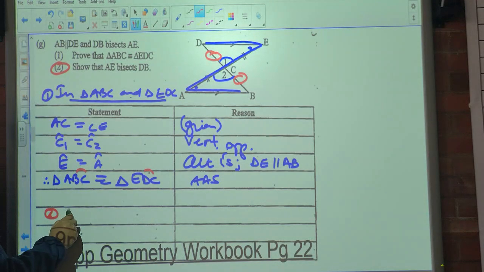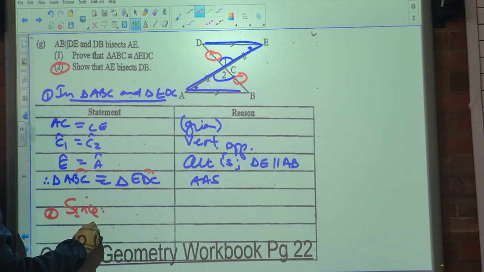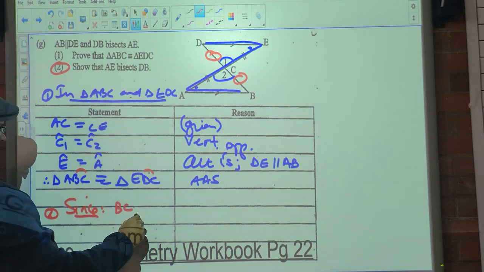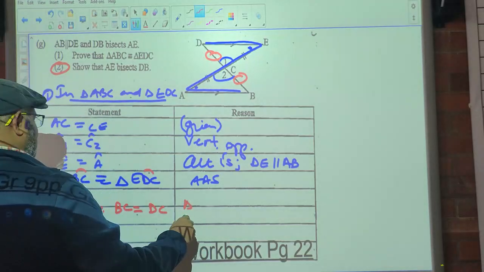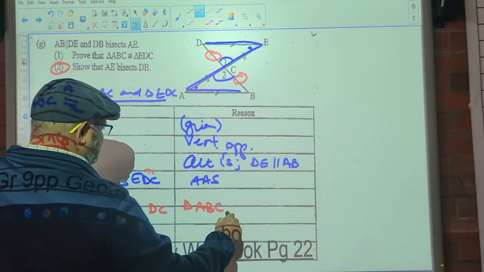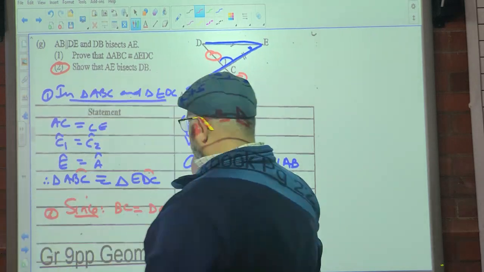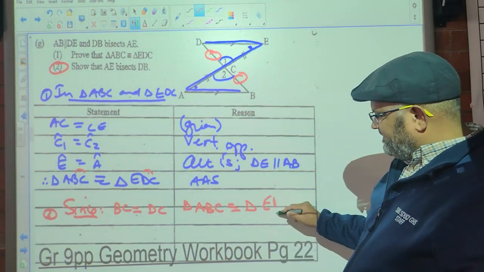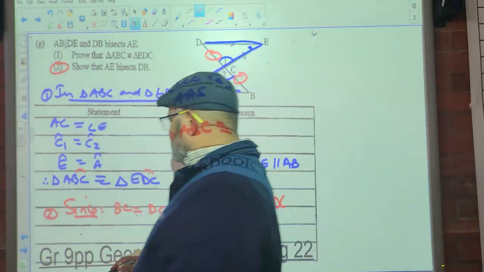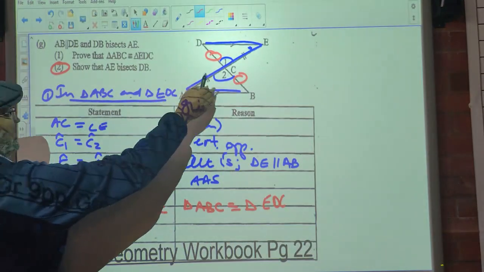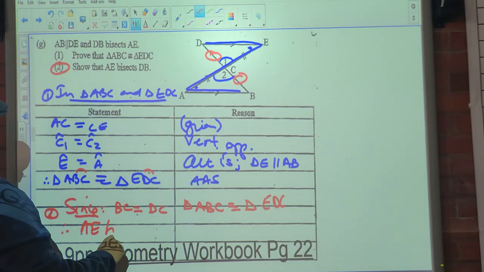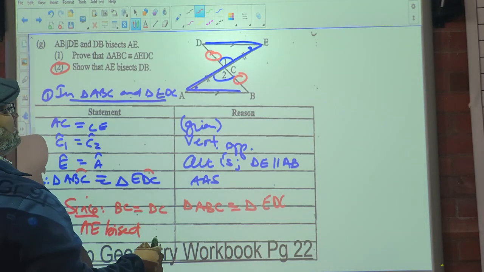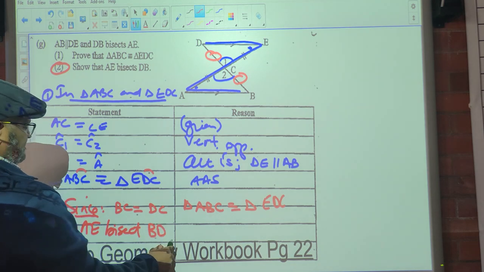So we say, since BC is equal to DC, why are they equal? Because triangle ABC is congruent to triangle EDC. So they are equal now. Therefore, we answer the question: AE bisects, which means cuts in half, BD.